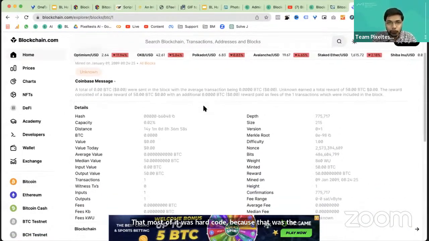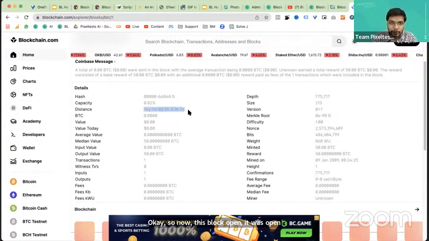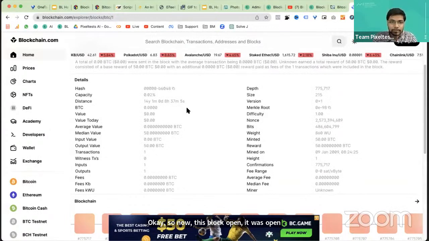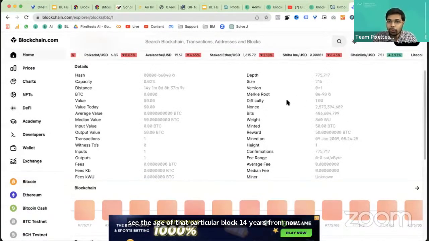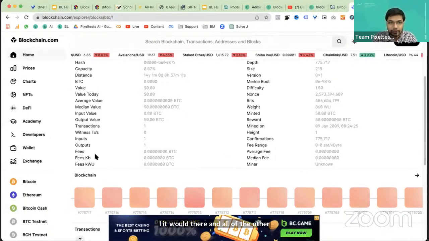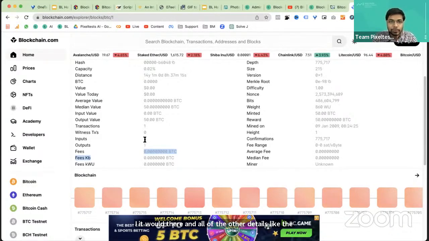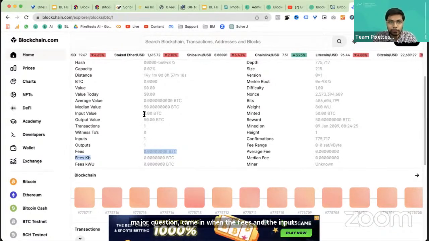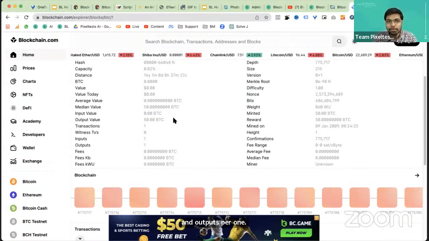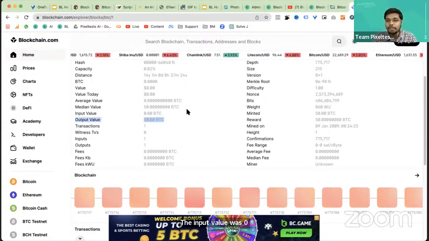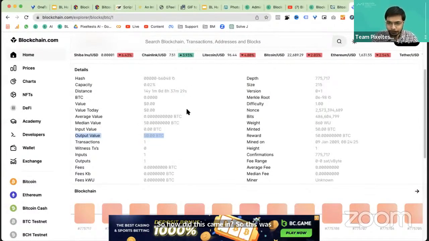Okay, so now this block was opened. Now you can see the age of that particular block, 14 years from now, it was there, and all of the other details. The major question came in when the fees and the inputs and outputs were 1. The input value was 0 and the output value was 50 Bitcoin. So how did this come in? This was actually pre-coded.